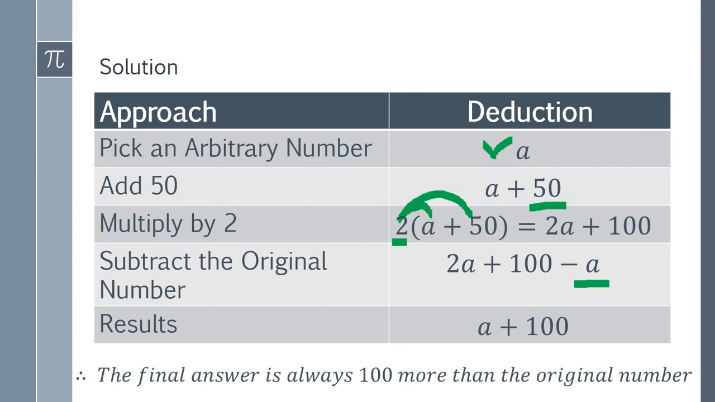So we have a here. So 2a minus a, because we can only add expressions with the same literal coefficient. So that gives us a plus 100. So that's basically our initial conjecture or theory is correct, that the result will always be 100 more than the original number. So that is already your full solution starting from the previous slide.